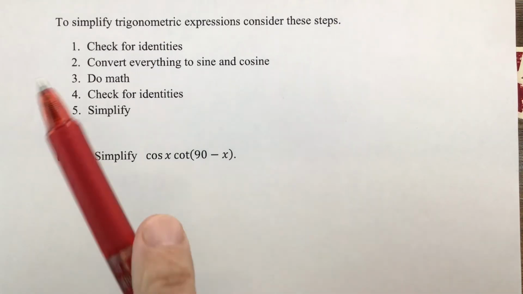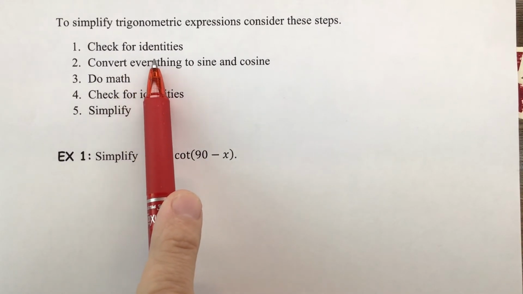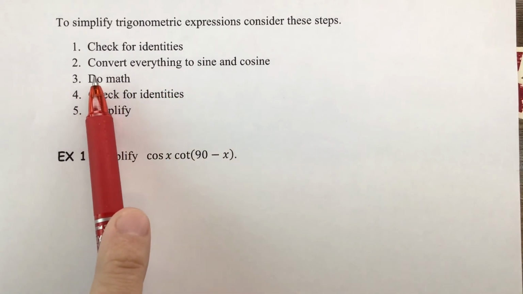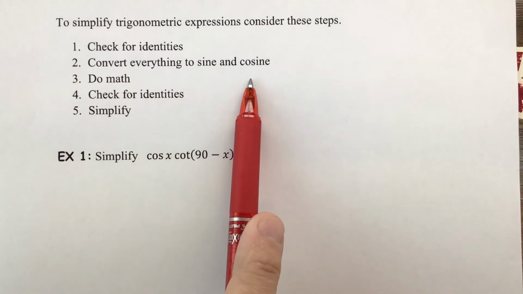Step 1, check for any identities. So you're looking for any identities that are right off the bat. Step 2, convert everything that you can into sine and cosine. There should be a way to do all of that.